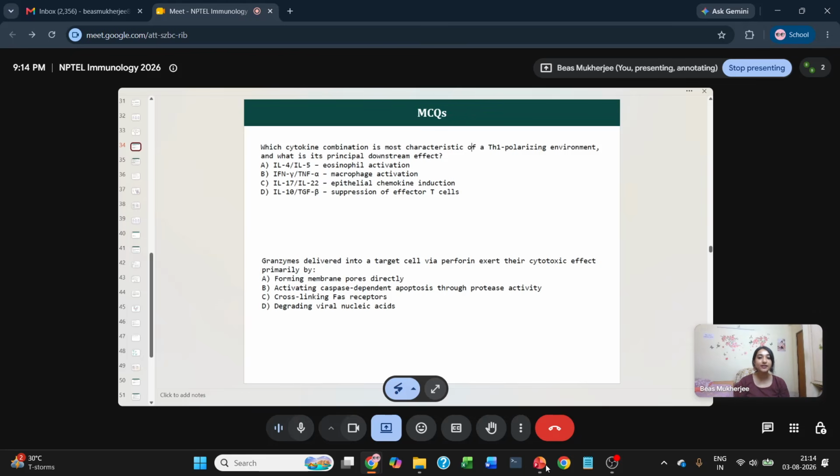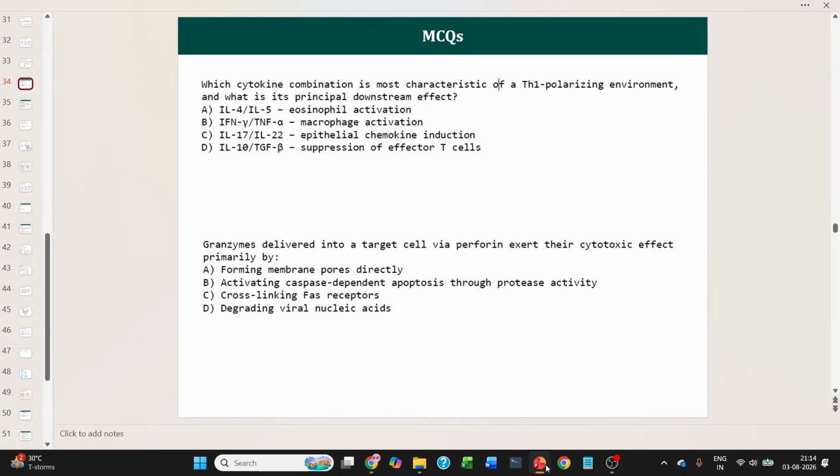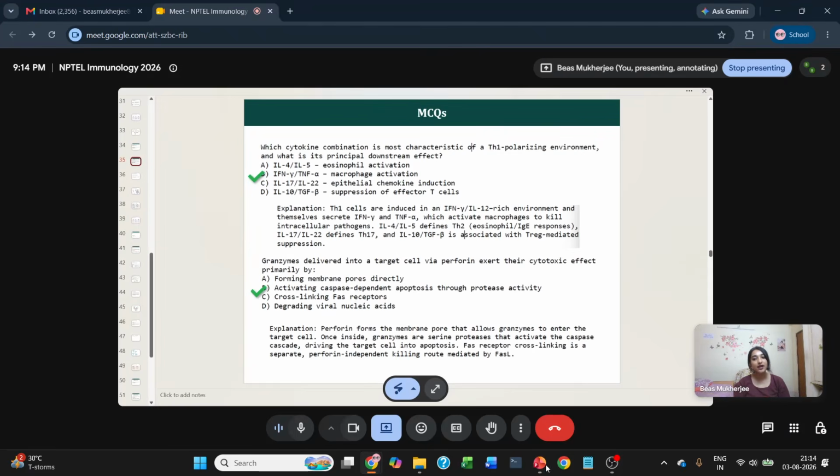Okay, so granzymes delivered into a target cell via perforin exert their cytotoxic effect primarily by: A, forming membrane pores directly; B, activating caspase dependent apoptosis through protease activity; C, cross-linking Fas receptors; D, degrading viral nucleic acids. Okay, so the answers are B, that is interferon gamma and TNF alpha, that is tumor necrosis factor alpha.